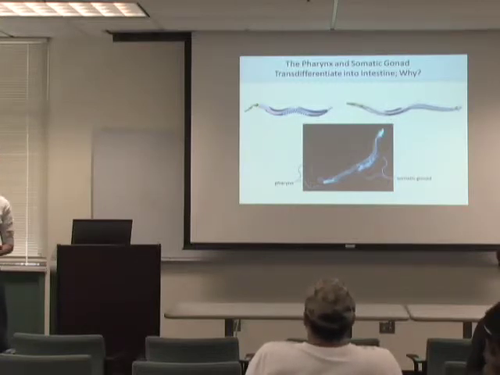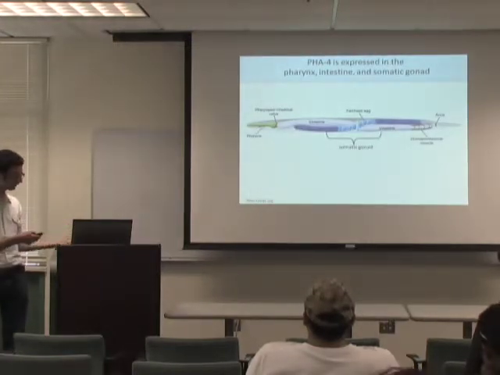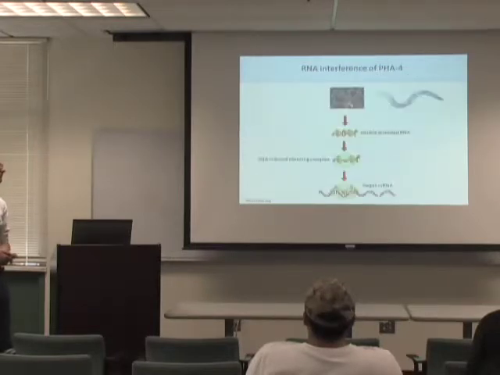So we looked for a gene that was specific to these areas, the gut, the somatic gonad, as well as the pharynx. And we found that FAL4 is one gene that is expressed in all three of these, the pharynx, the intestine, and the somatic gonad, which is why we're looking into this specific gene.